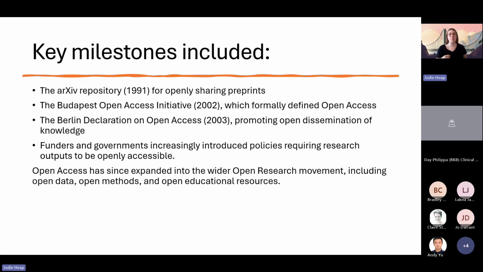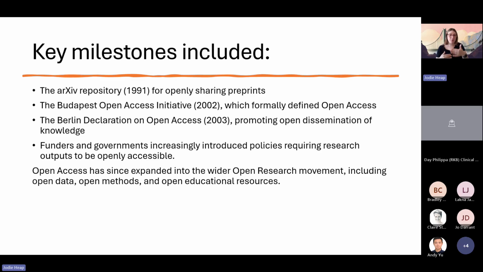But then we get the Budapest Open Access Initiative in 2002, which defines what open access is. And then the Berlin Declaration on Open Access in 2003, which promotes the open dissemination of public information and knowledge to all, which you wouldn't think you would need to share, but somebody had to say it at some point, and here we are. Then we start to get a transition of funders and specifically government bodies introducing specific policies that require research to be open and accessible. So we're starting to get this change in demand from researchers and specifically from large organisations.